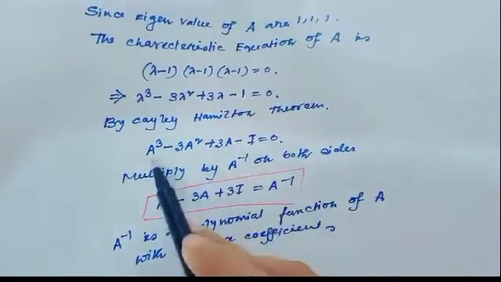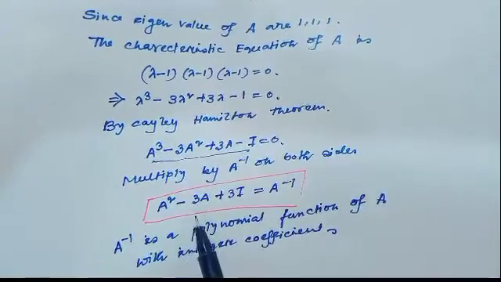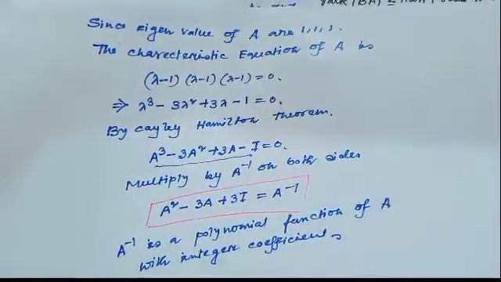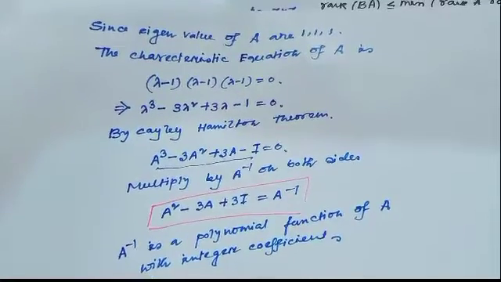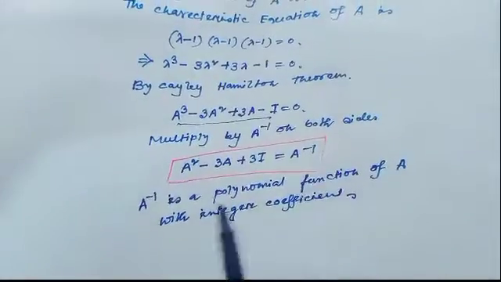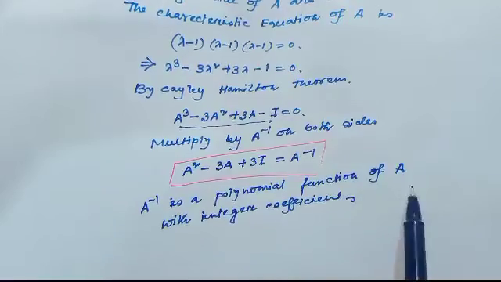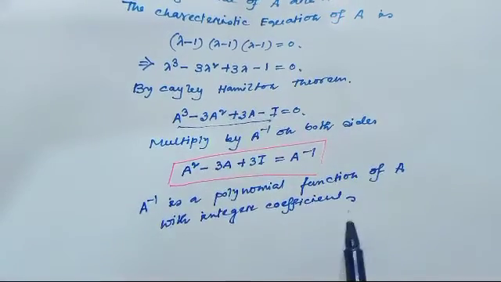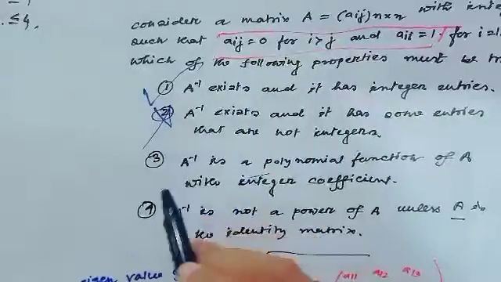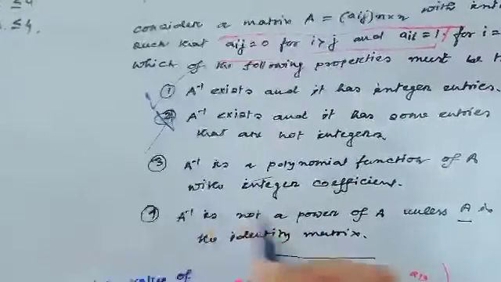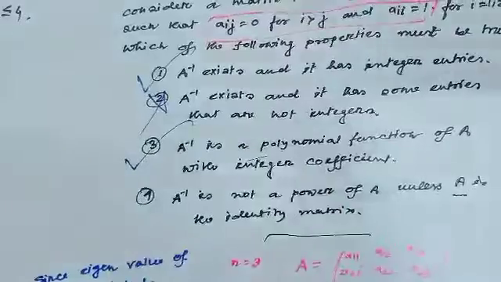Now multiply this equation by A inverse on both sides. Then this would be A square minus 3A plus 3I equal to A inverse. And from this expression we can tell, obviously A inverse is a polynomial function of A with integer coefficients. Okay? So option 3 is a right option. A inverse is a polynomial function of A with integer coefficients.